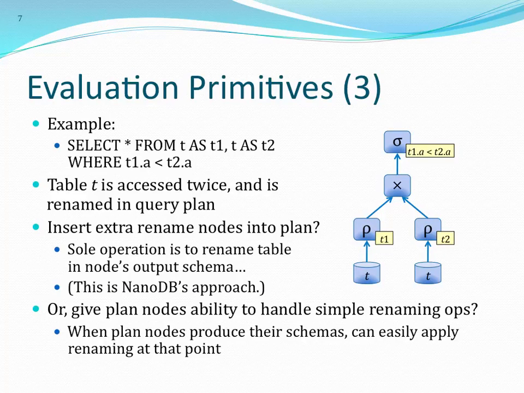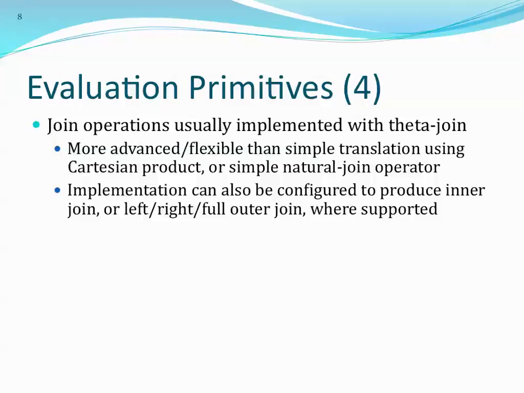We could say the left child's schema is going to apply the rename so that we don't need a separate rename plan node. NanoDB happens to have a separate rename node just so you can plop it in and it's really obvious what's going on. But that's the whole point of NanoDB, that it's going to be obvious. So you have these kinds of questions that you have to answer in your implementation.